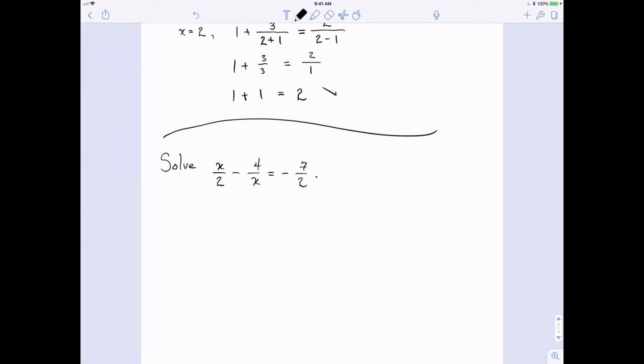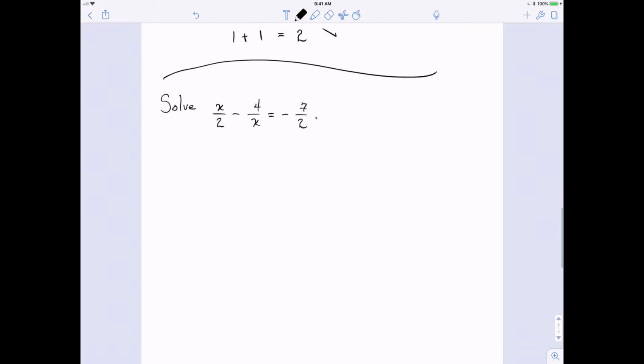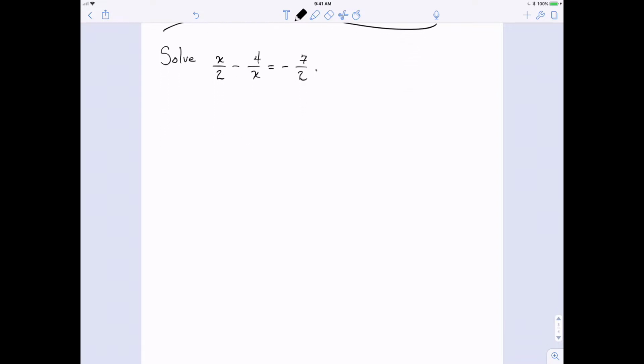Hi, in this video, this is part 2 for solving rational equations. We're going to use the same strategy that we did in the first video, and we're going to solve this equation: solve x over 2 minus 4 over x equals negative 7 halves.